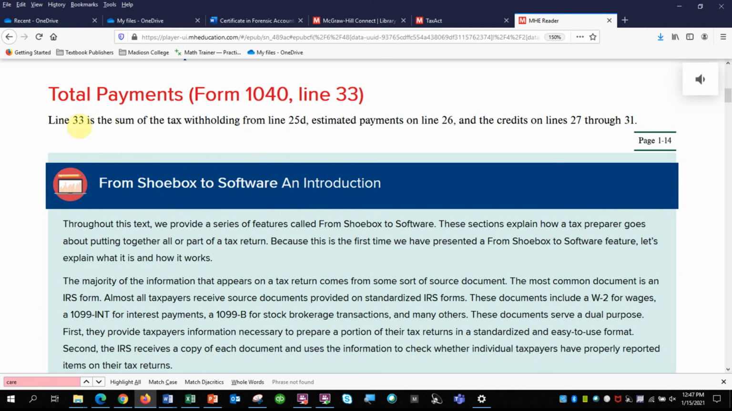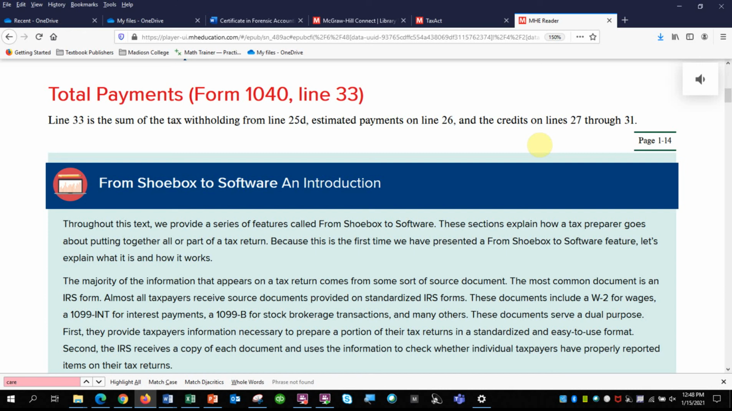And then finally, you'll add up all of your payments, your withholdings, and any estimated payments you made, and then apply the credits. Because what's nice about a credit, as I said earlier, is a credit is a dollar-for-dollar reduction in your tax obligation. And some credits can generate refunds, or at least partial refunds.